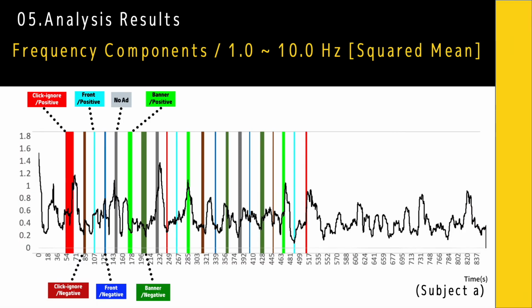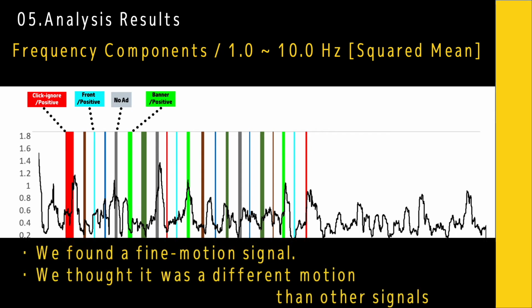Finally, the high frequency region is shown in the figure. The high frequency range is 1 to 10 Hz. High frequency signals are finely tuned. Therefore, we decided it would be better to check the power. We found features from the high frequency power that differ from previous signals.